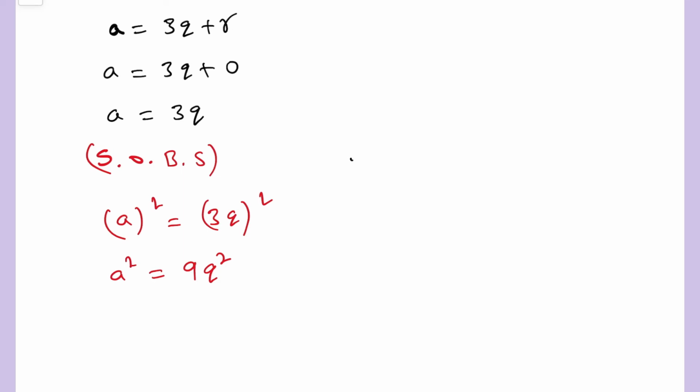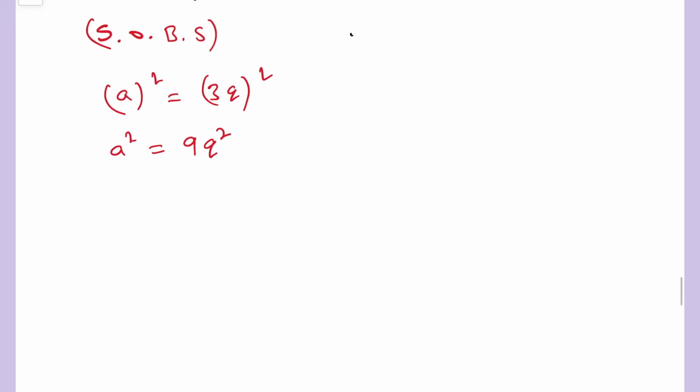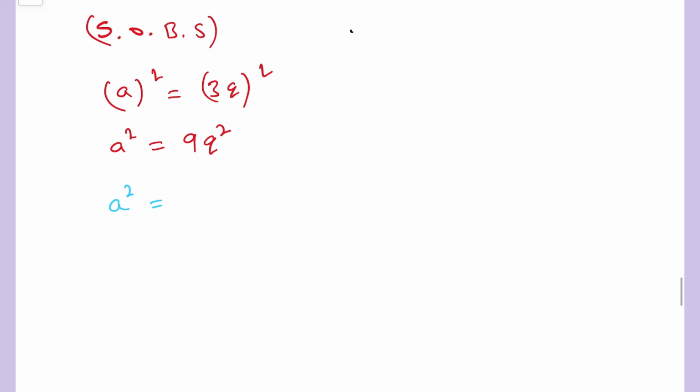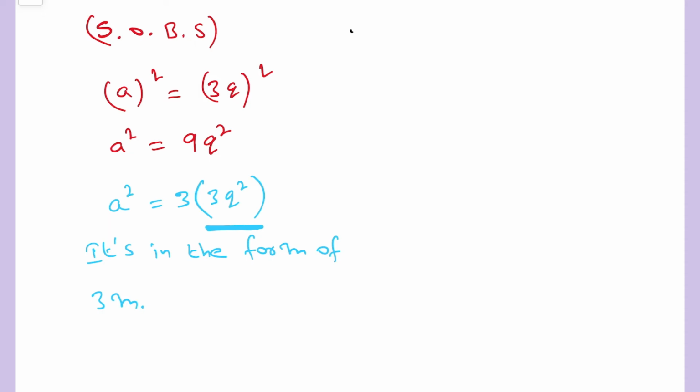Now what can we do here? Check clearly. a square as it is equals, here in the question he is asking to show that it is in the form of 3m plus 1, right? So the 3 is common, right? So that's why here also take 3 as common. Now what remains then? 3q square. 3 3s are 9, q square. So a square equals 3 into 3q square. It is in the form of 3m. So here m is nothing but this 3q square.